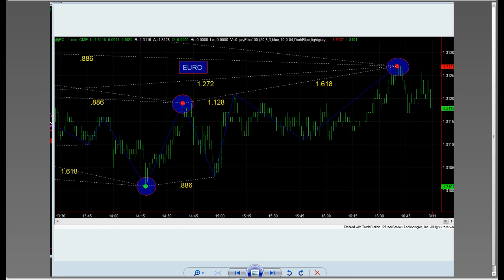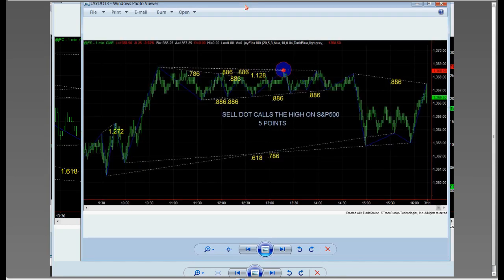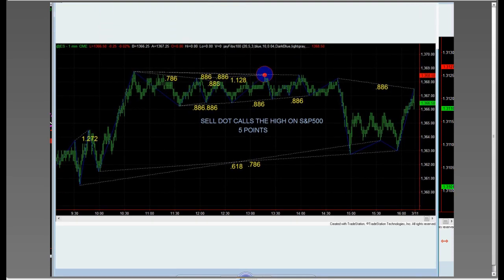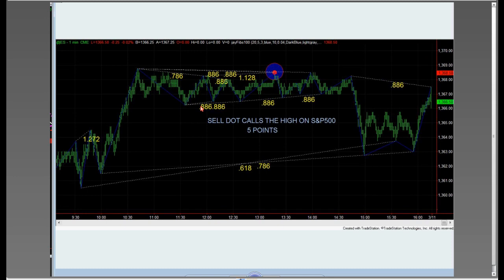If you look on the S&P 500, it called the exact high in the S&P 500. The S&P 500 had an 886. If you look at the secret sauce in the market, it's an 886 extension. No one uses it. My algorithm picked it up, 886, 886. Then we finally got a price cluster at the high, and the market falls 5 points. Okay, let's move on here.